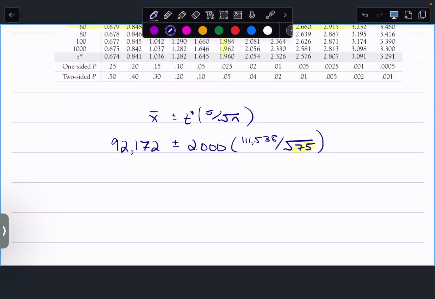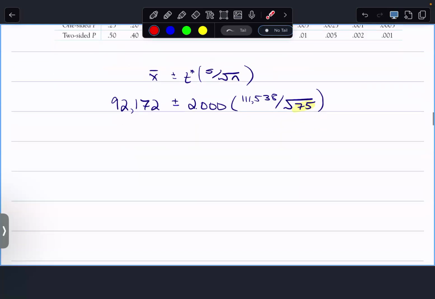Let's find the standard error. So this is the standard error in the brackets, right? Once I multiply it by 2, it's still the margin of error, right? And let's see here, 111,538 divided by the square root of 75. And I'm just going to multiply it by 2 right away. Get plus minus 25,758.59773.